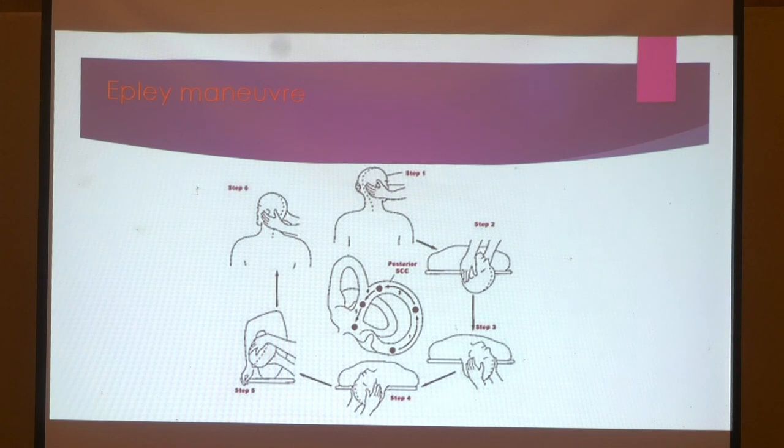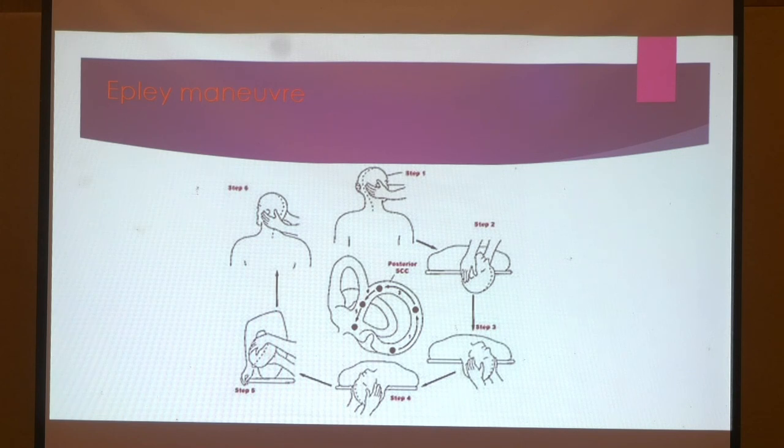And a sudden drop of this particle into the utricular macula may at times be very violent, especially if the particle size is large. It may be violent, so much so that a patient might experience a pulsion. Literally, a patient may fall, and you really have to hold on to the patient, otherwise the patient may lose balance.